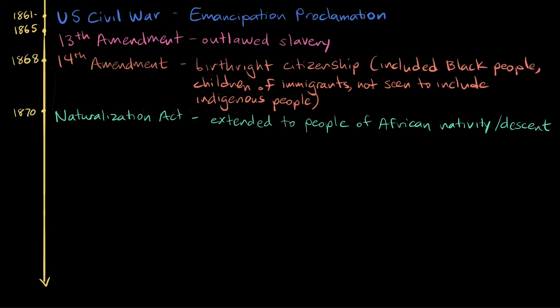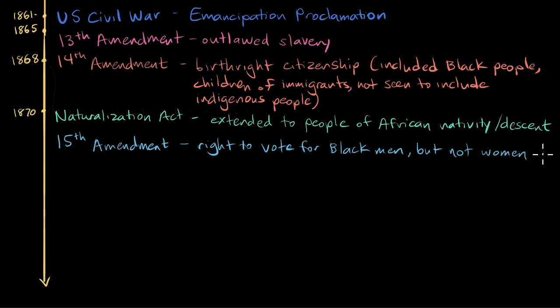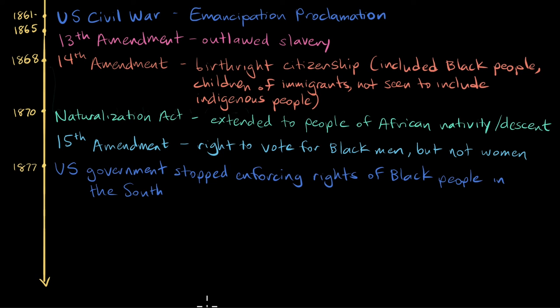It quickly became clear that a stronger amendment was needed to ensure black citizens could vote. So, in 1870, Congress passed and the states ratified the 15th Amendment, which prohibited the federal government and the states from denying a citizen the right to vote based on that citizen's race, color, or previous condition of servitude. This was intended to ensure that black men had the right to vote, which they exercised in the South for several years, until the U.S. government stopped enforcing the rights of black citizens in the South and white supremacist governments returned to power.